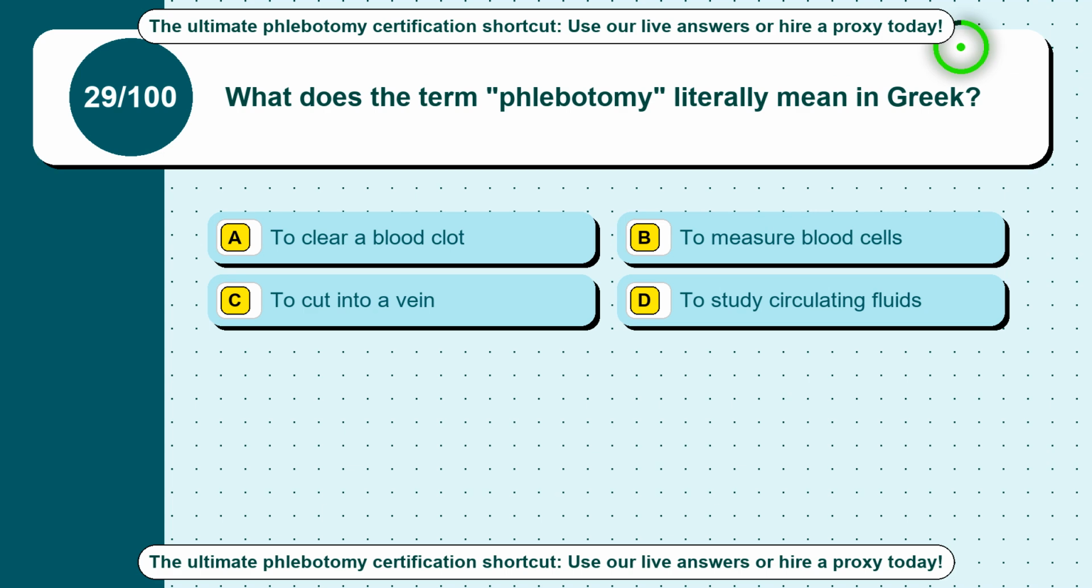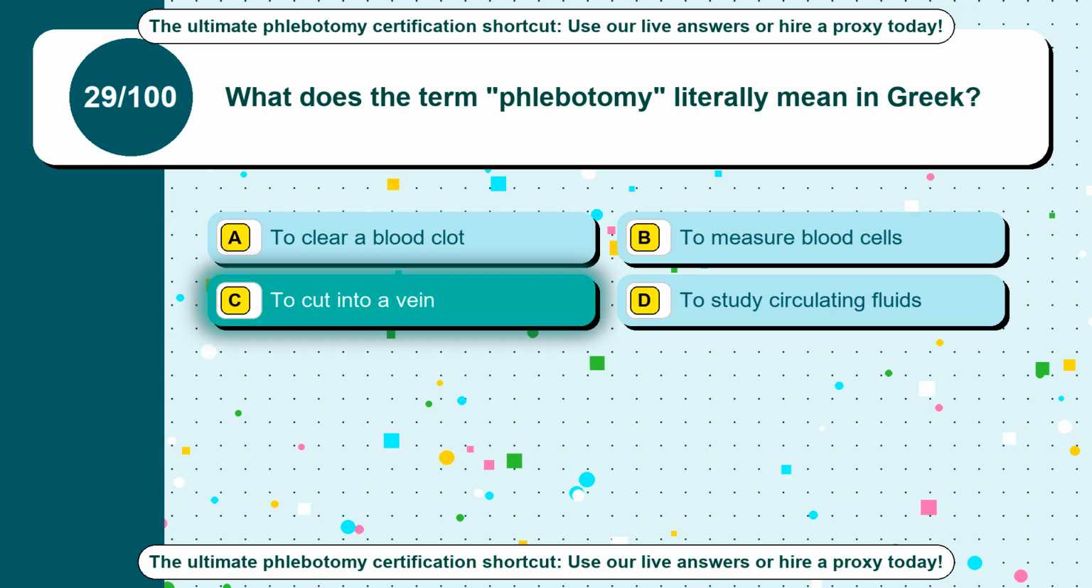Question 29. What does the term phlebotomy literally mean in Greek? Option A, to clear a blood clot. Option B, to measure blood cells. Option C, to cut into a vein. Option D, to study circulating fluids. The correct answer is option C, to cut into a vein.